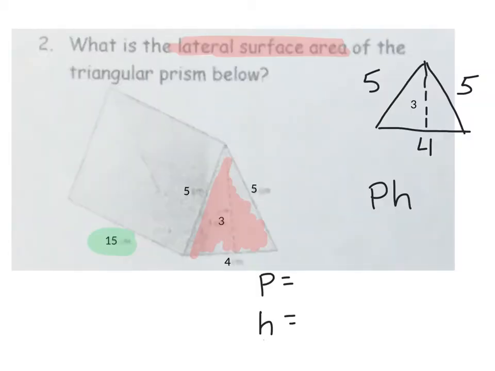Number 2, what is the lateral surface area of the triangular prism below? Remember the formula you use for lateral surface area is P times H. So there's all the information you need.